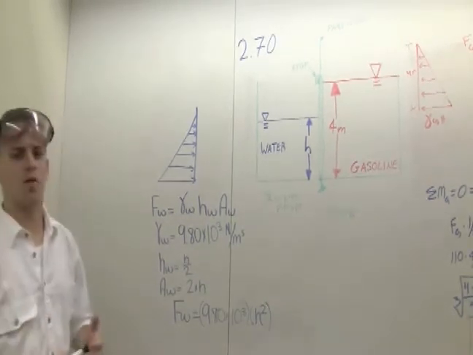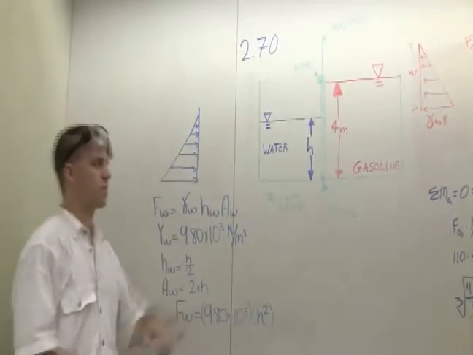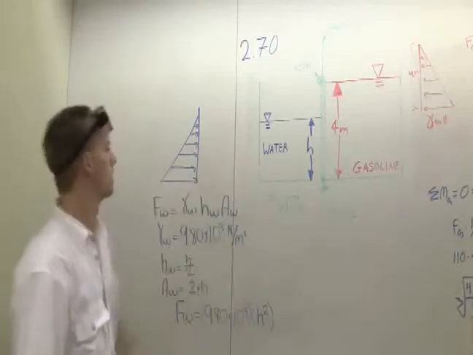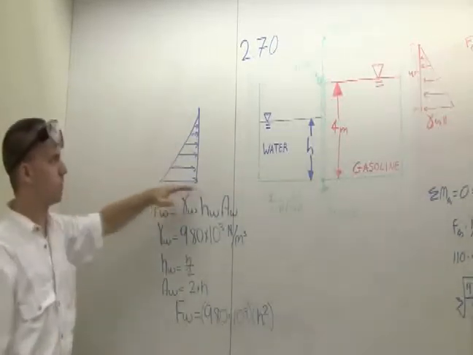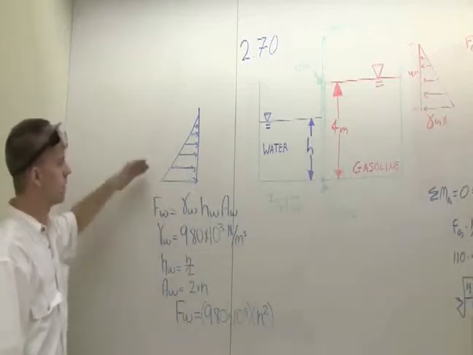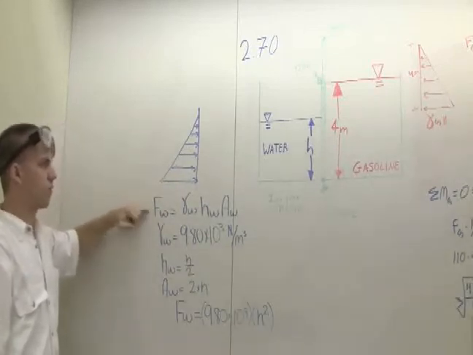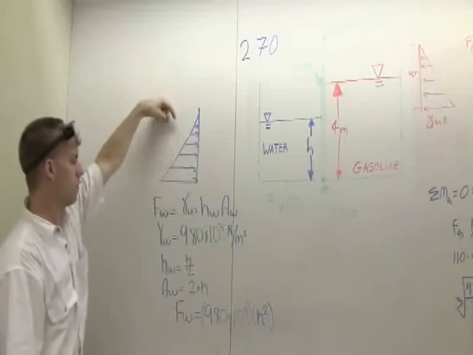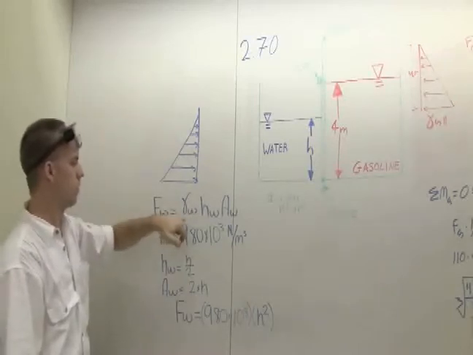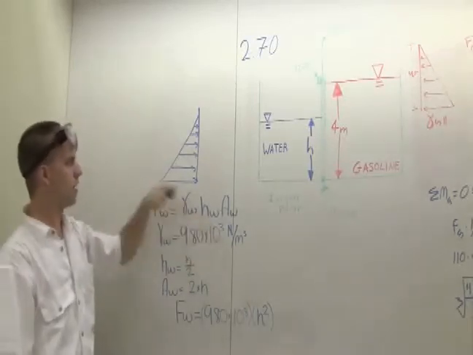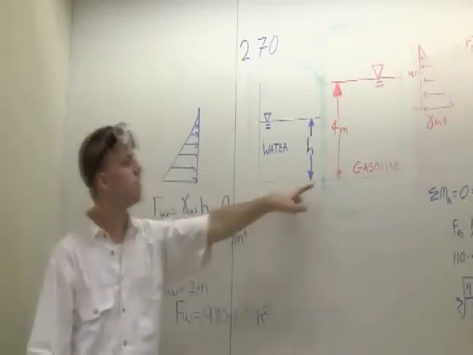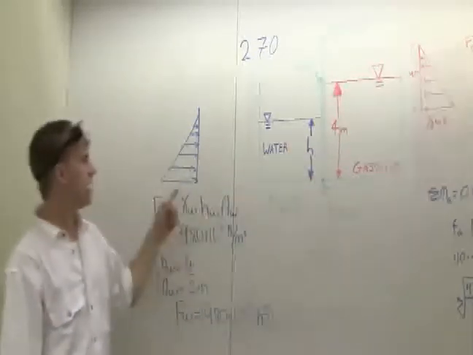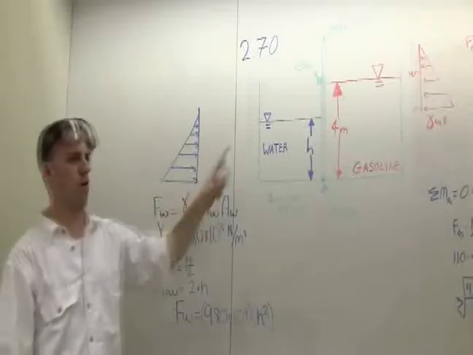So the first thing you want to do to solve this problem is figure out your water. So you sketch your pressure distribution, which is a triangle. And you know that the force of the water acting down here is equal to gamma times the height of the water, right here, times the area of the gate, or in this case, probably the area of the water on the gate.